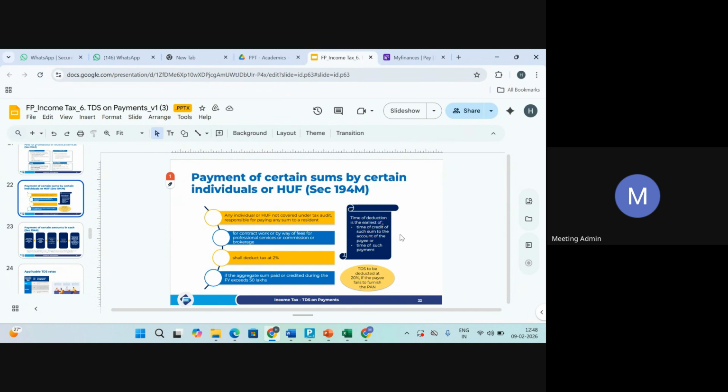Now the time of deduction: before paying or crediting the sum to the account of the payee, the payee meaning the deductee or the employee. Before giving them the amount, you have to deduct it at the time of such payment. Be careful: deduct first and later pay the employee. TDS will be deducted at 20% if they don't have a PAN number. Is that clear?